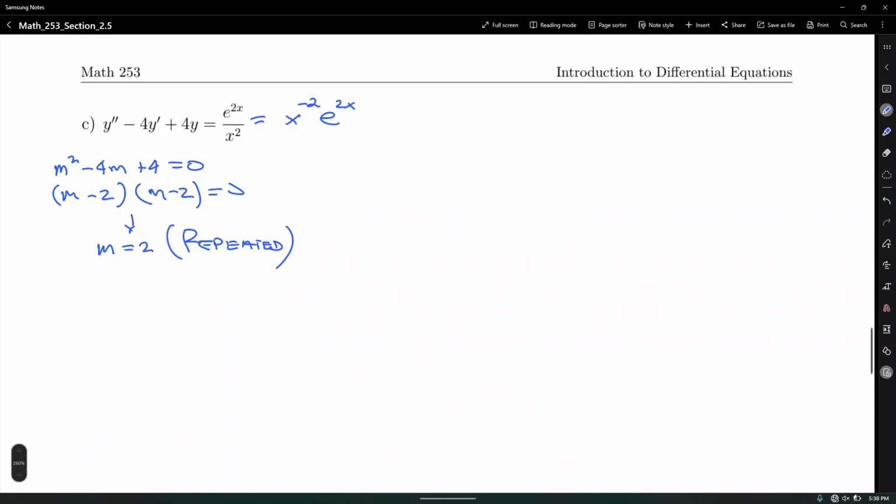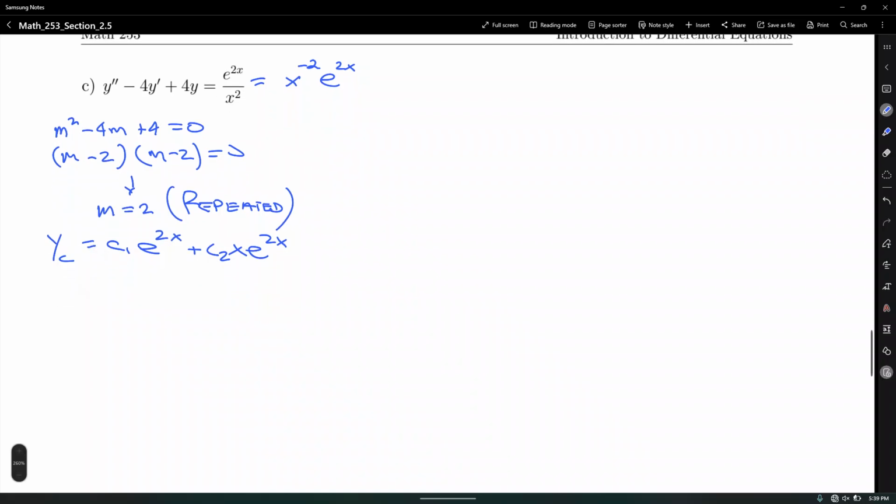All right. So y sub c equals c1 e to the 2x plus c2 e to the 2x, however, multiplied by 1 power of x. If we had an equation, again, with m equals 2 repeated 5 times, then we would need x squared, x to the third, and x to the fourth. So 3 more powers.